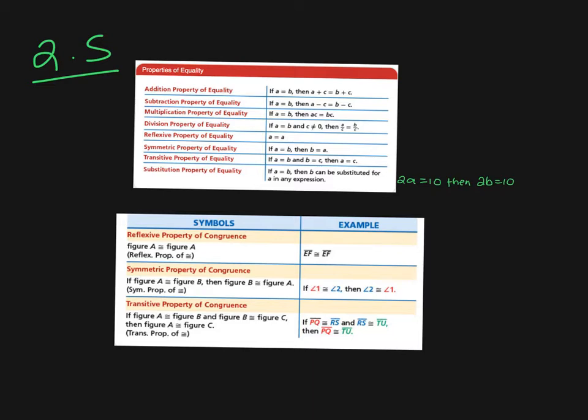That's symmetric. And then transitive is, again, if I have three things that are linked by one middle segment. So if PQ equals RS and RS equals TU, then PQ equals TU. That would be your transitive property. Again, these are all of congruence. The first ones were all equality.